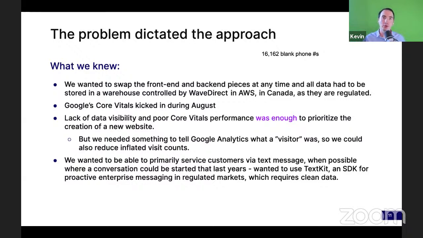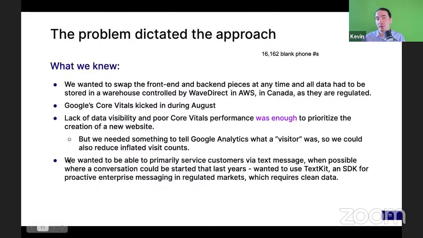And we also knew that Core Vitals was kicking in, and we didn't really know the real impact it would have in ranking, but we knew that it was kicking in. And when we actually looked at the site, as we started fixing other areas of the data, we realized the lack of visibility and the poor Core Vital score was enough to trigger, let's redesign this. Let's fix the flow. And that just so we can get visibility to make decisions.